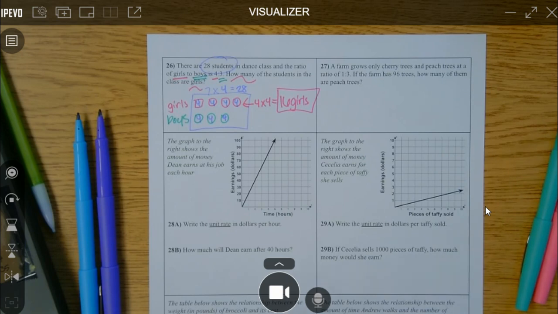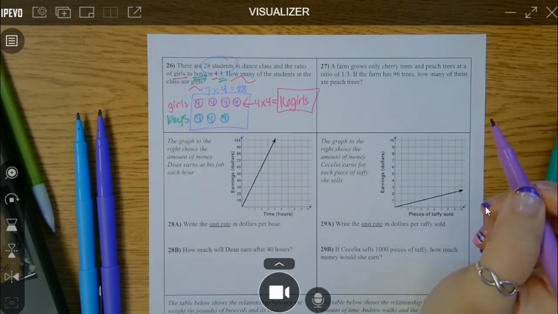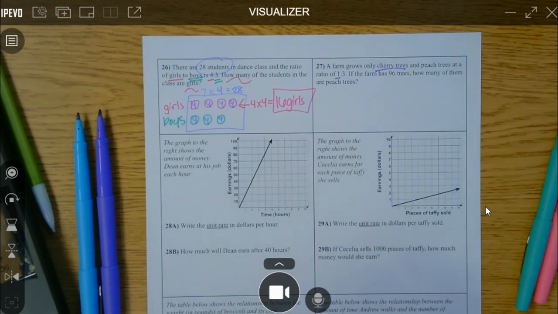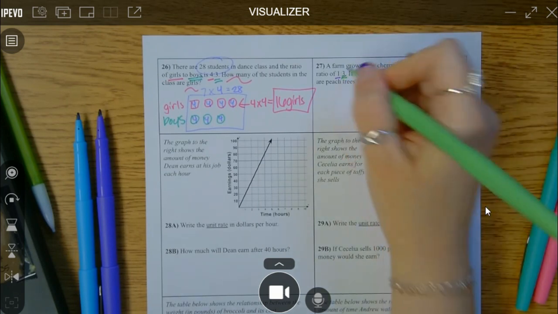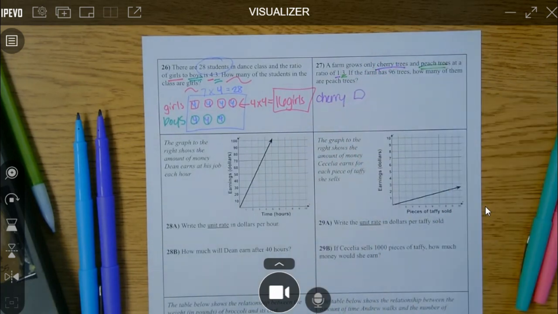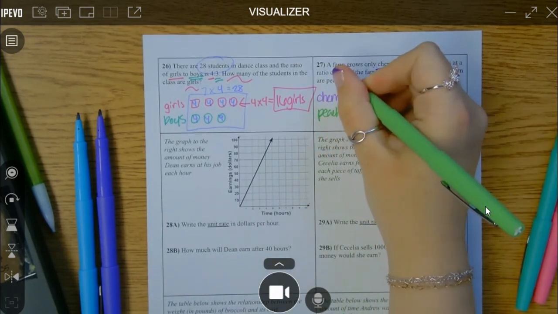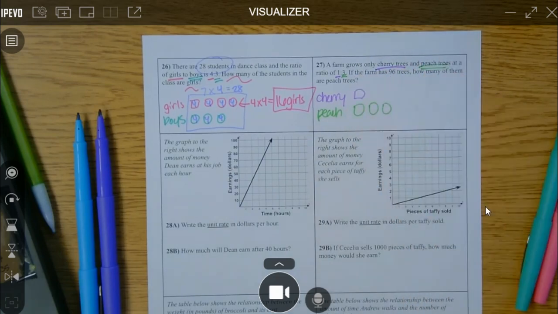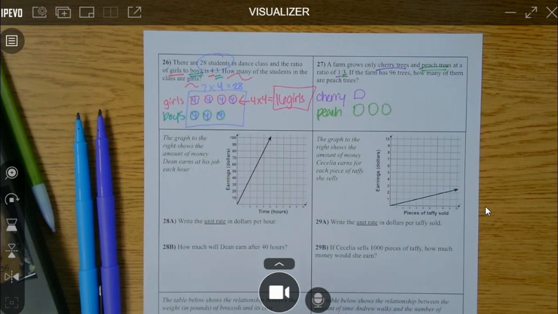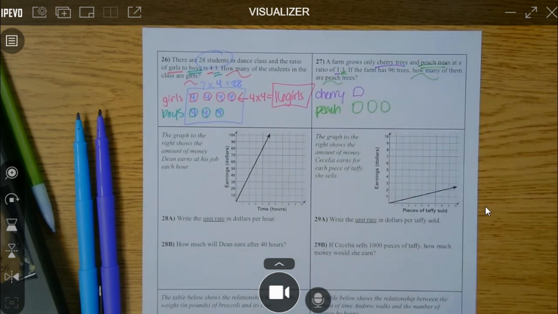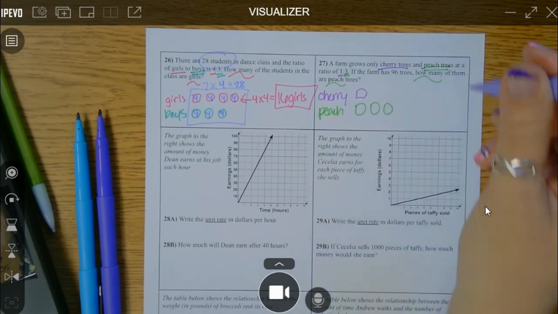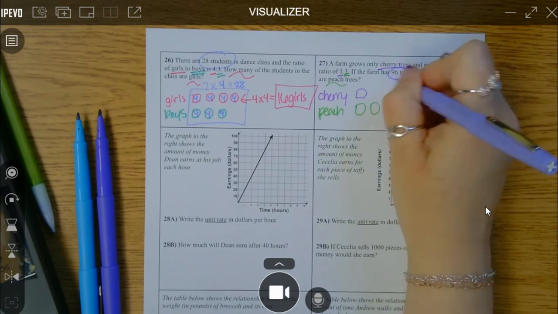It says a farm grows only cherry trees and peach trees, and the ratio of them is 1 to 3. So we have cherry trees, so the first number will be cherry trees, to peach trees, so the second number would be peach trees. So there's 1 for cherry for every, how many peach trees? 1 cherry for every 1, 2, 3 peach trees. Then they said the farm has 96 trees, so how many of them are peach? What's that 96 talking about? Is the 96 the cherry, the peach? It's not either one of those. What is it? Oh, it's the total number of trees.